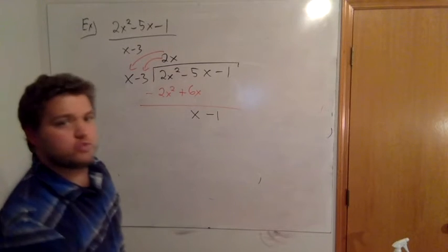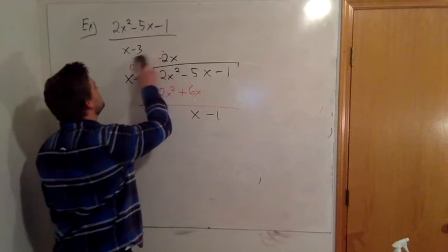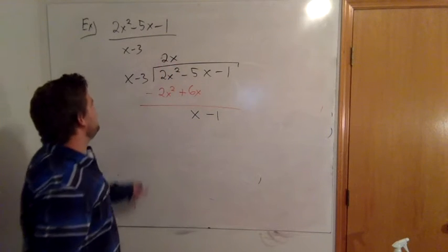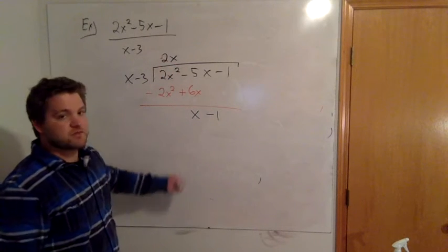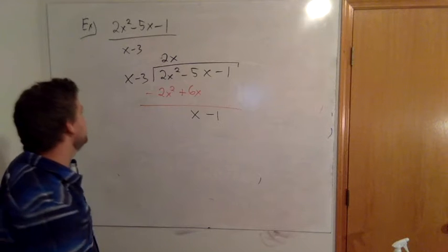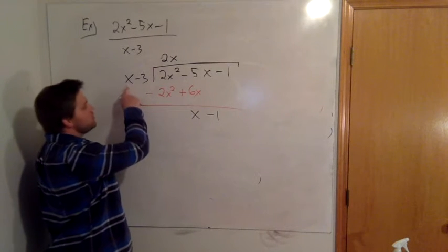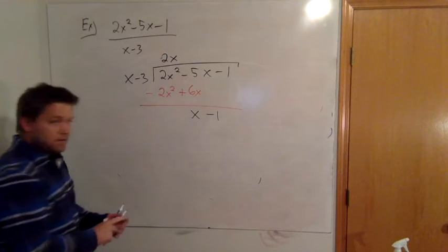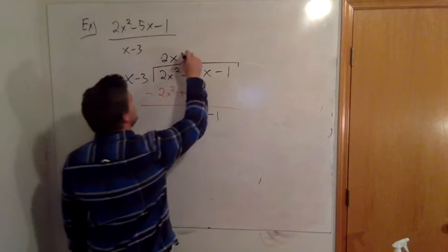Now we repeat the process. We ask ourselves, how many times does x minus 3 go into x minus 1? We look at the x and ask ourselves, what do I need to multiply x by to get an x? I hope you believe that's a plus 1.